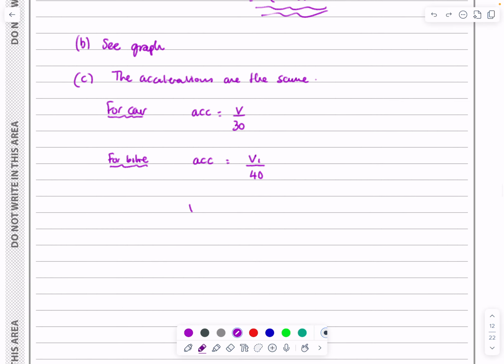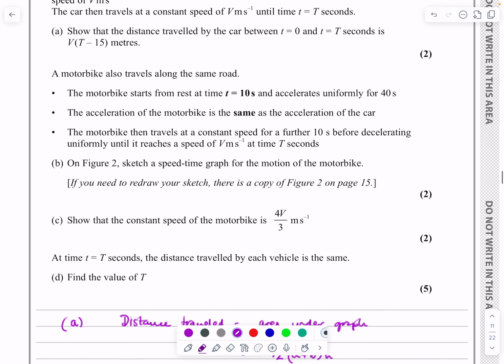So v over 30 equals v1 over 40, so I can work out what v1 is. So v1 is 4v over 3. So that's that one there. And then it says for the last part, at time t seconds, the distance travelled by each vehicle will be the same. Find the value of t.